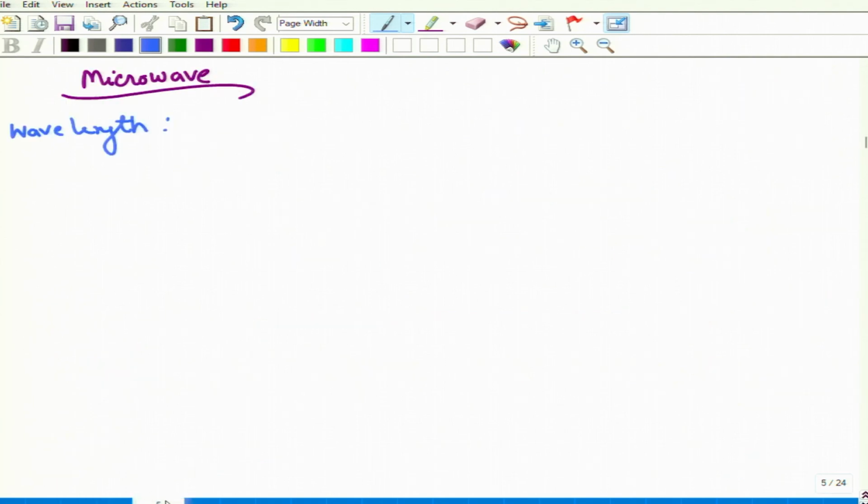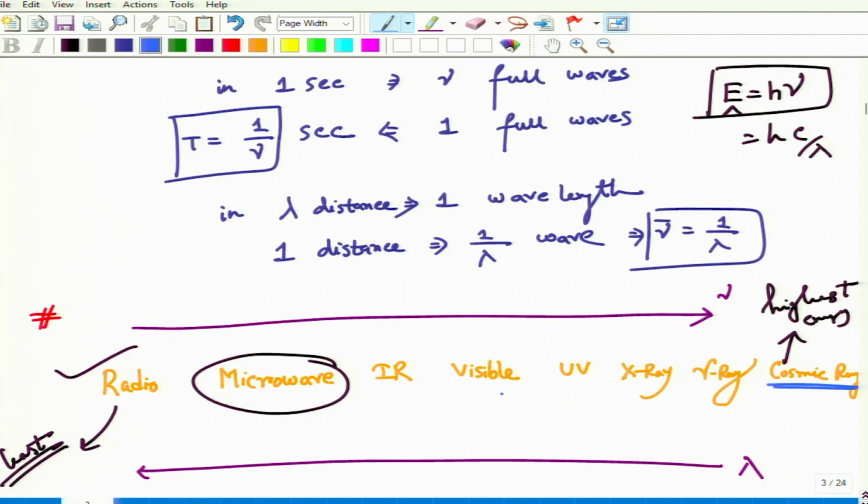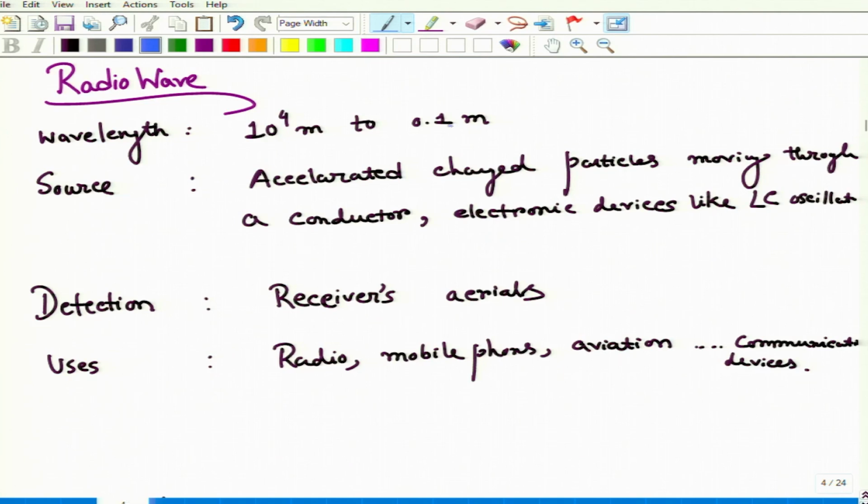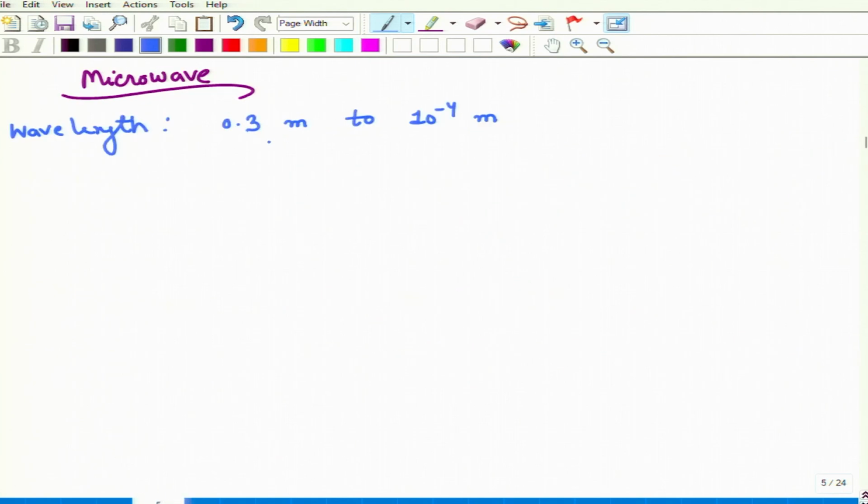Okay, what is the wavelength? 0.3 meter to 10 to the power 4 meter. You should notice that as I go through this direction, the lambda is decreasing, right? For radio wave it is 10 to the power 4 to 0.1. Now it decreased to 0.3 to 10 to the power minus 4 meter.